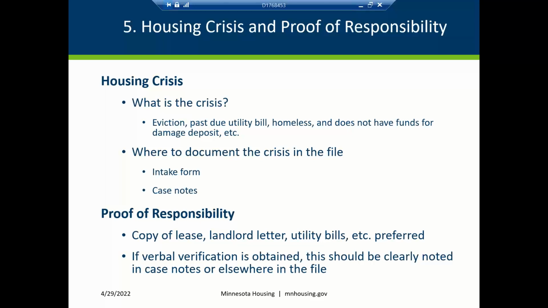And then if you don't have, maybe it's a verbal lease, for example. So there's not a lease, but you're verifying with the landlord that the money is owed, and you had a telephone conversation about that, just make sure that you're noting that really clearly in your case notes and saying, you know, this is a verbal lease situation. I know this landlord, I did verify with them that they were behind on rent by $500, on such and such a date, and then put that in your case note.